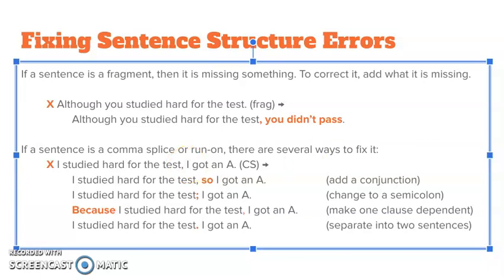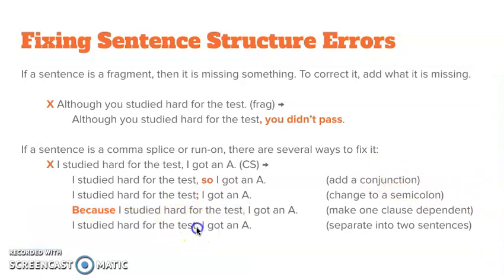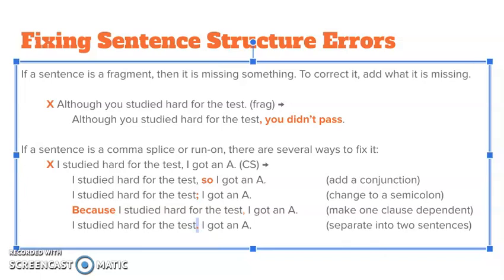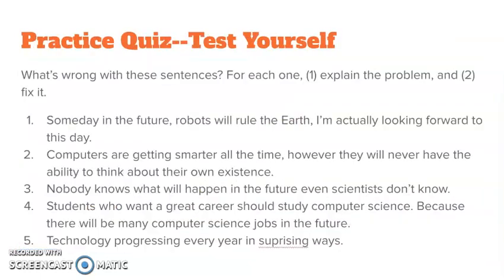If a sentence is a comma splice or run-on, you have many options for how to fix it. So we just saw this one before. I studied hard for the test, comma, I got an A. So the problem here is the two main clauses are not connected correctly. So you could do a few things. You could add a conjunction, keeping the comma. You could change it to a semicolon. You could actually change the structure of the sentence, and make one of the clauses dependent on something else. So you could say, because I studied hard for the test, I got an A. Now you're okay, because now you only have one main clause. That's good. Or you could just separate them, put a period, and then you have two sentences. That's fine too.